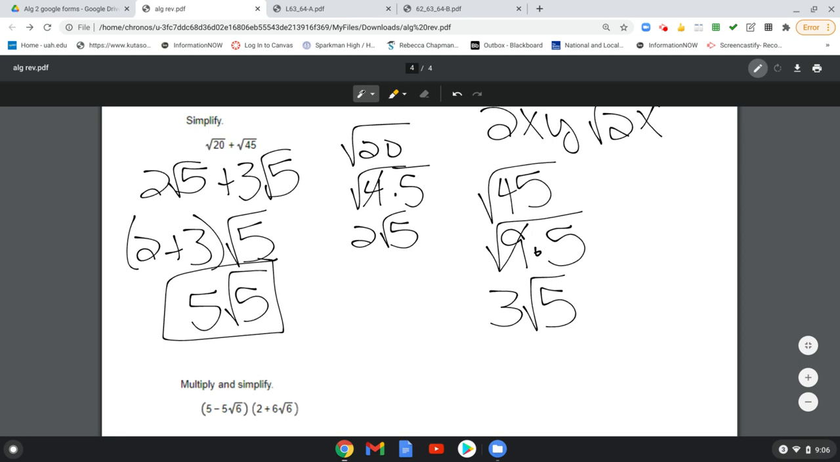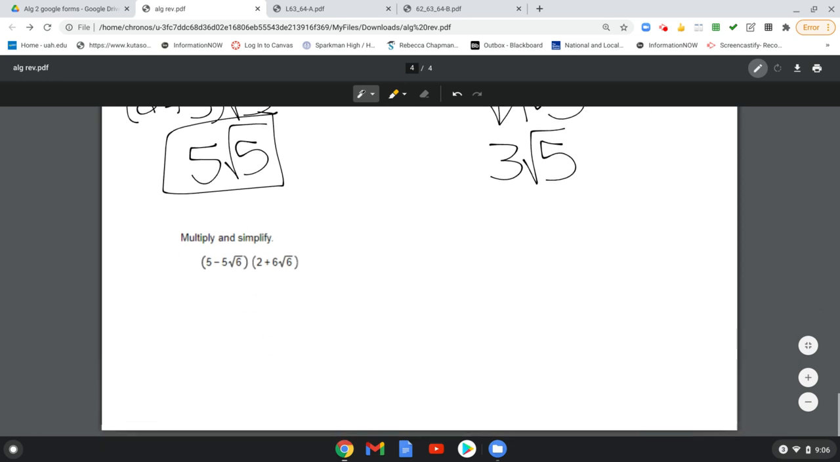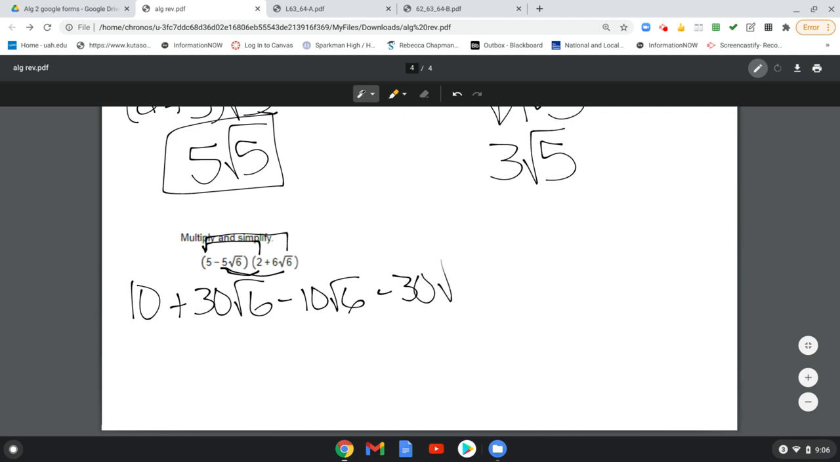Now the last one is showing you that you can FOIL with radicals. So I'm going to do 5 times 2, that gives me 10. 5 times 6 square roots of 6 gives me positive 30 square roots of 6. I'm going to go negative 5 square roots of 6 times 2. It's negative 10 square roots of 6. And then here I get negative 30 square roots of 36, because the square root of 6 times the square root of 6 is a square root of 36.